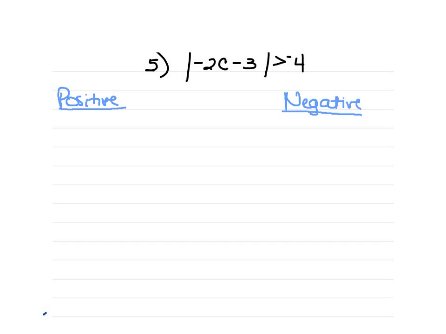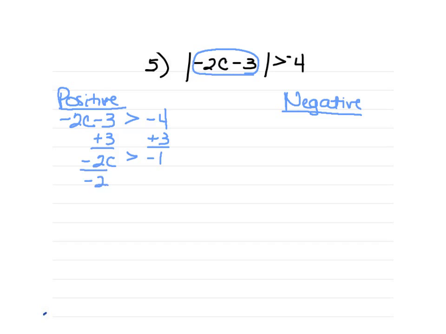All right, so let's look at the positive one first. So we have what's inside the absolute value bars. Negative 2c minus 3 greater than negative 4. Let's solve this. Let's add 3 to both sides. Negative 2c is greater than negative 1. Let's divide by negative 2, and let's recall that when we divide by a negative with an inequality, we must flip the inequality. So c is everything less than 1/2. C is less than 1/2.